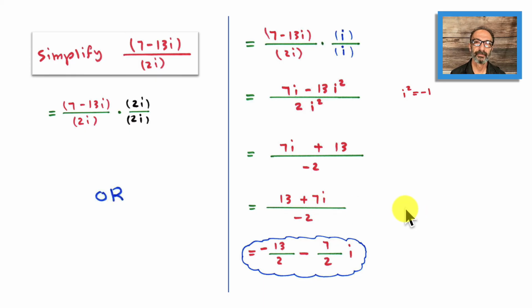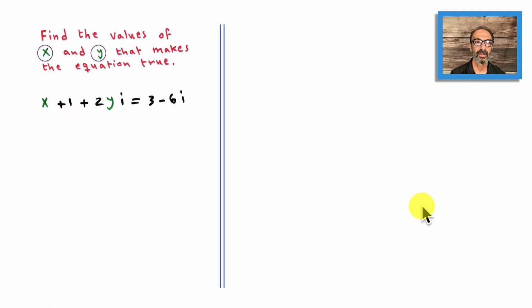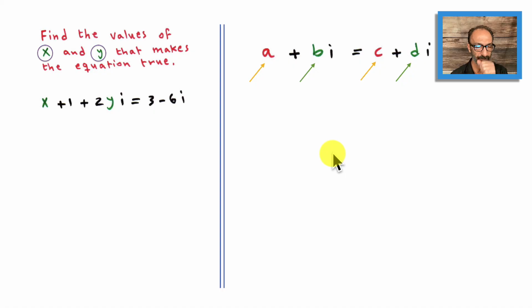We're almost done. And here's a different type of example. Find the values of x and y that make the equation true. Well, to make this equation true, let's make it simple, then we'll come back. I'll show you what I mean. If you have two complex numbers that are equal to each other, that says that the real part should equal the real part, and also the imaginary part should equal the imaginary part. Meaning A should equal C and B should equal D.